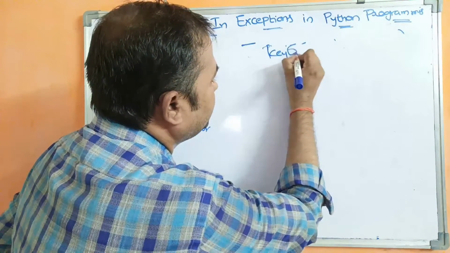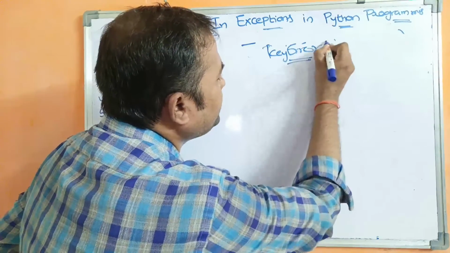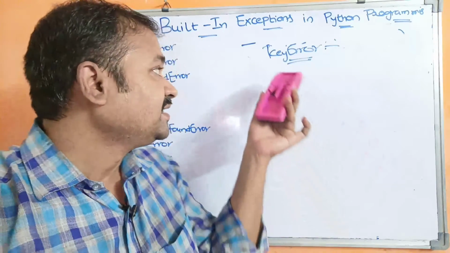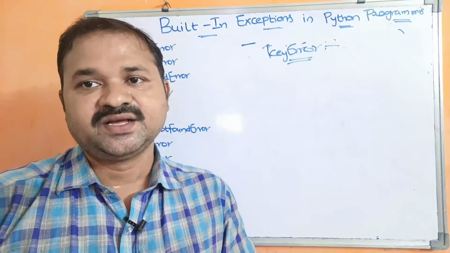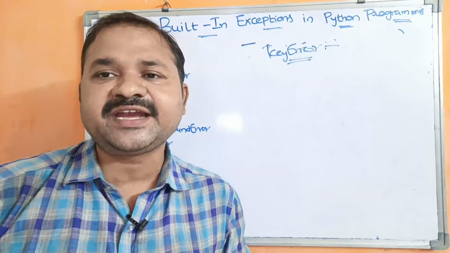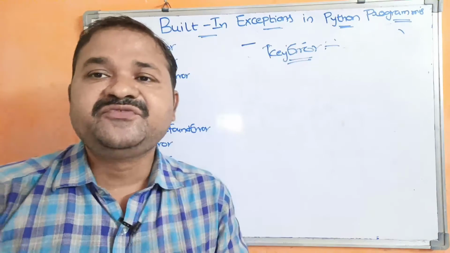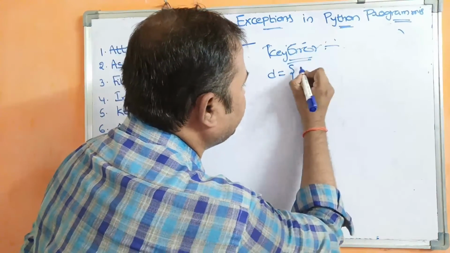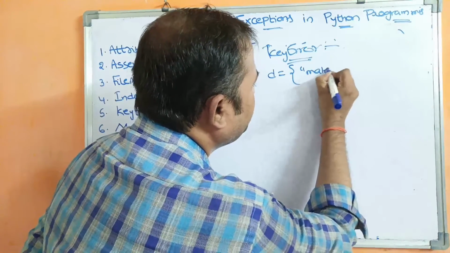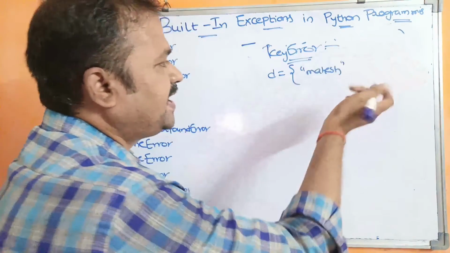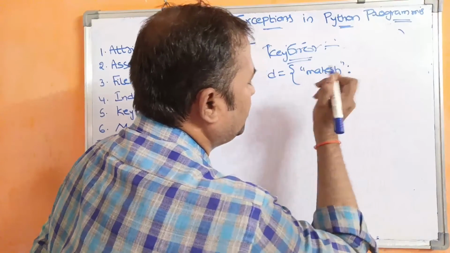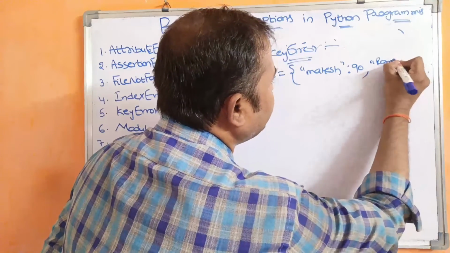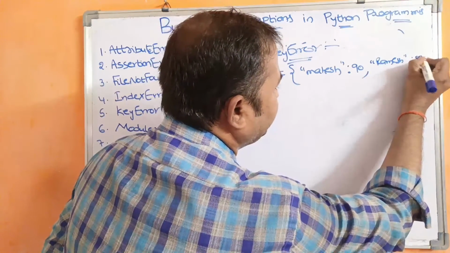Key error means if we try to access a key which isn't present in the dictionary, then a key error exception will be generated. So a key error exception is mainly generated while accessing a key which doesn't exist in the dictionary. Let us create a dictionary. So D is equal to, within the curly braces, let name be Mahesh. We know that a dictionary uses curly braces, with entries separated by key and value. Mahesh is the key. Let the marks 90 be the value. The next key-value pair is Ramesh and the value is 80.